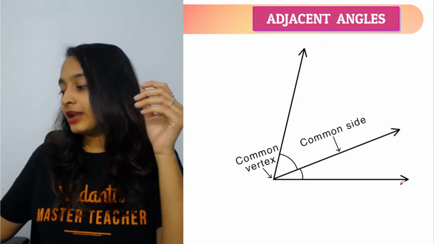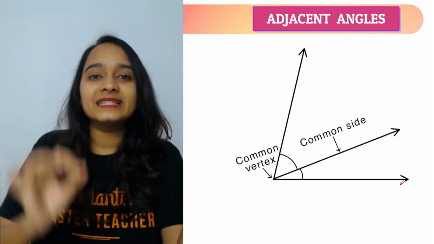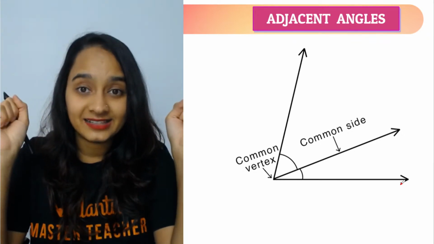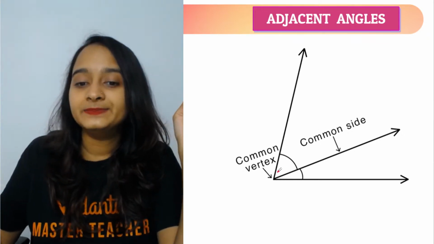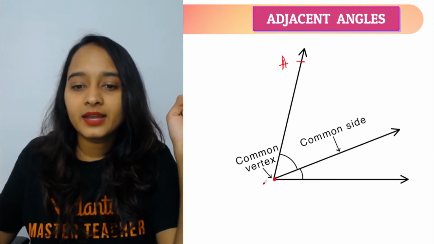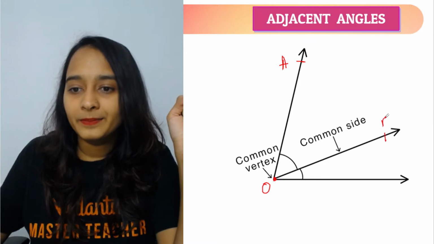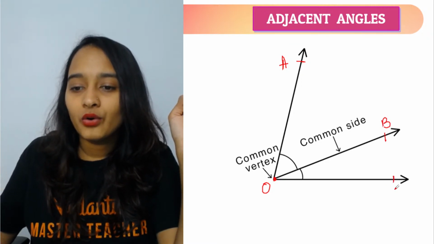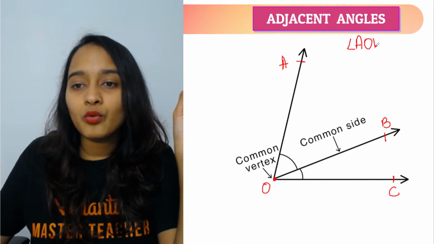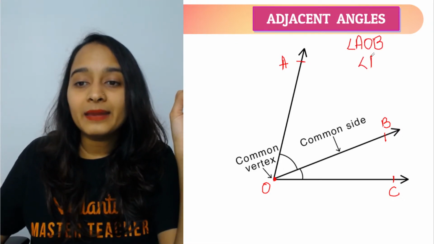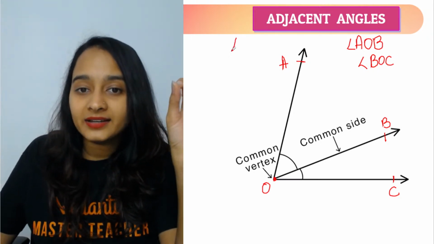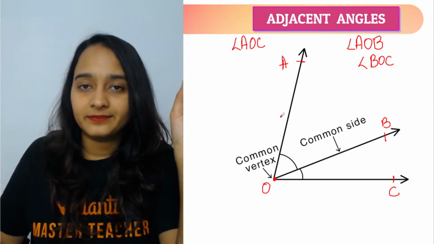Chalo. Now let us talk about an adjacent angle. A lot of you get confused with adjacent angles. Now what is an adjacent angle? Now how many angles? Let's name them. A, O, B, B, O, C. Now when you see there is angle AOB, angle BOC, and also there is another angle, angle AOC, right?